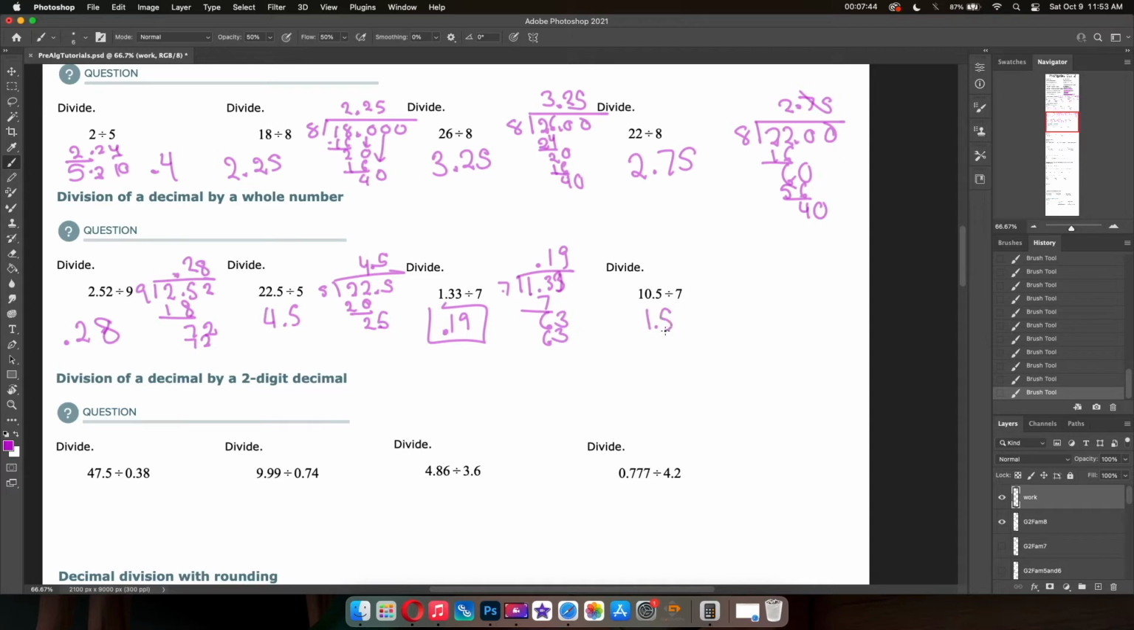That's going to be easy too. All right, so 10.5 divided by 7. 7 goes into 10 once. When you subtract it, you're going to get 10 minus 7 is 3. The 5 drops down. 7 times what is 35? 5, and that's going to be your answer.